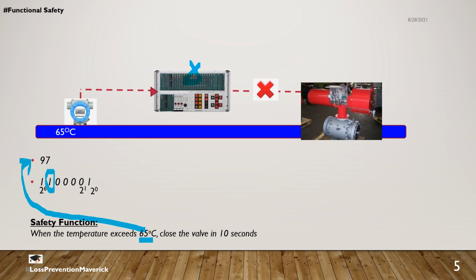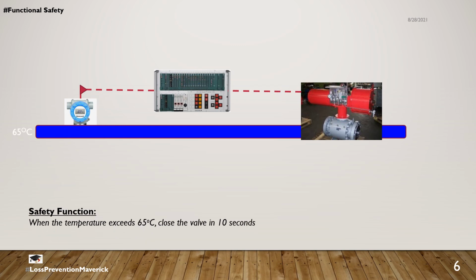Wherein the particular SIF which was designed to perform the safety function, that is, the temperature exceeds 65, close the valve in 10 seconds, that did not happen, and that particular state is called a dangerous state. And this is the third state. The first state was an okay state, and the second was a safe state, beg your pardon, and the third state is called a dangerous state. So we saw the three states: okay, safe, and dangerous states that the SIF goes through.